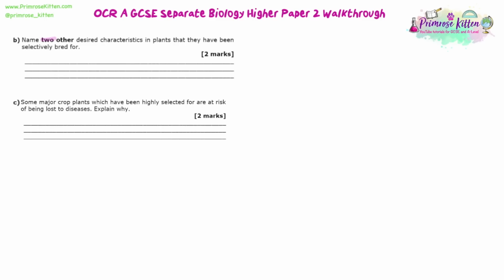On to part B. Name 2 other desired characteristics in plants that they have been selectively bred for. Okay, so this is kind of moving away from broccoli now, moving away from kind of what they were talking about there. We're thinking about specific things or features that we should know or we have learned that have been selectively bred for in plants.